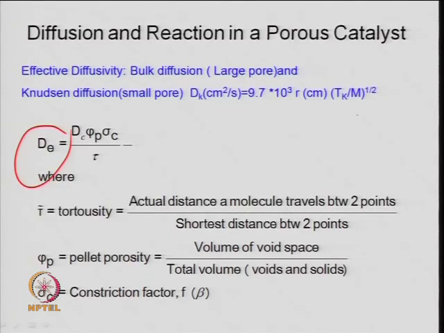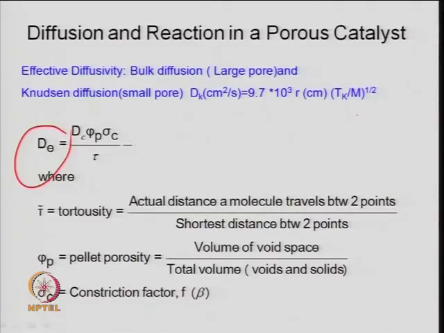Knudsen diffusion depends on the temperature and is calculated as 9.7 times 10 to the power 3 r-bar under root of T by M. For bulk diffusion there are several coefficients available, because it depends on the root mean square velocity based on the kinetic theory of gases. The molecules are colliding among themselves, and that is based on kinetic theory. It is a function of temperature and pressure, and one can calculate it using the Chapman-Enskog formula, or you can find it in any transport phenomena book. Knudsen diffusion is mainly dependent on the temperature and the molecular weight of the gas.